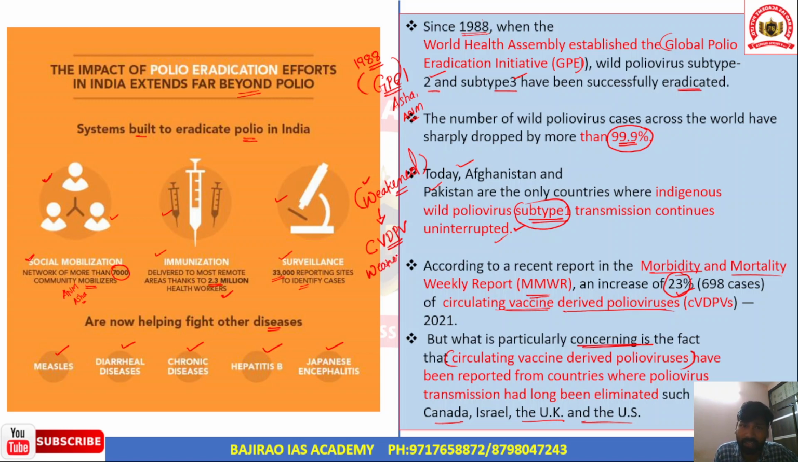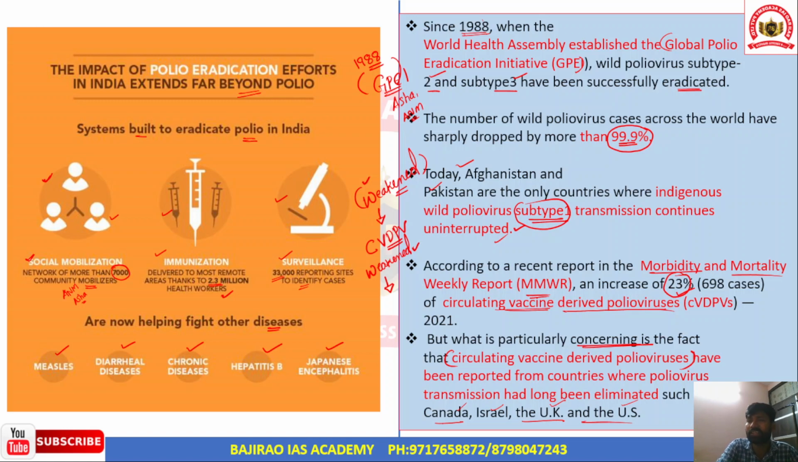Okay, this is a weakened and live attenuated vaccine, and this has been evolving and undergoing mutations, and that has been resulting in disease. So that has again been becoming much more effective and potent to cause disease among already vaccinated individuals. And this has been particularly happening in countries like UK, US, Israel and Canada. So this is all about the polio virus, and also the steps or the measures India has already taken.